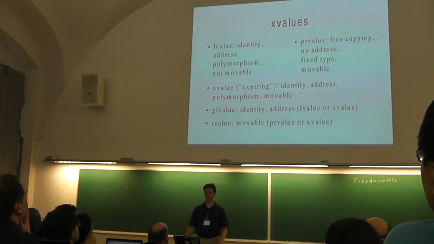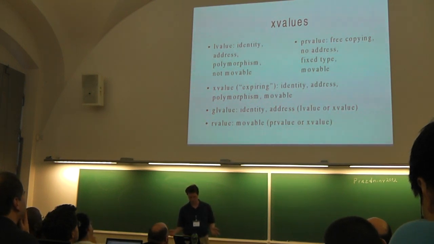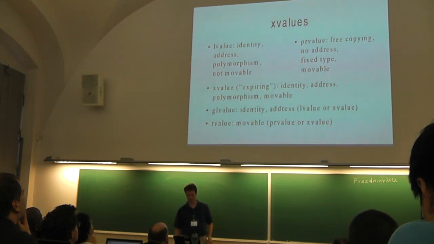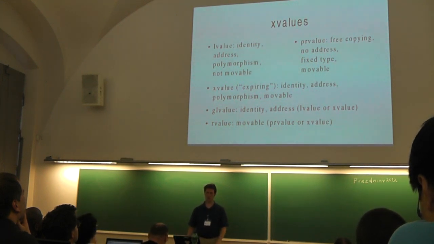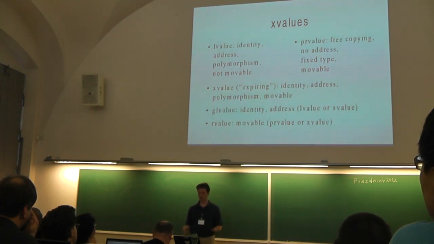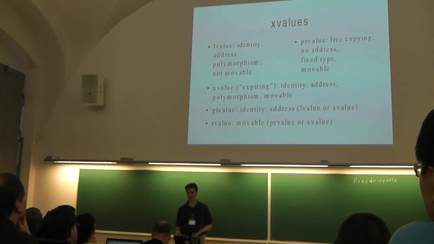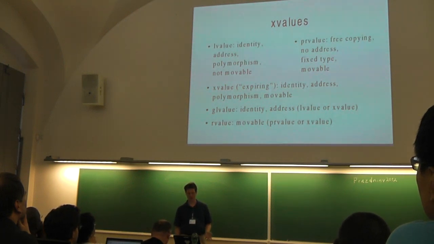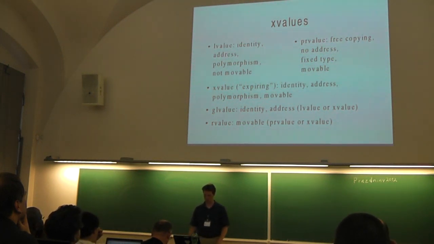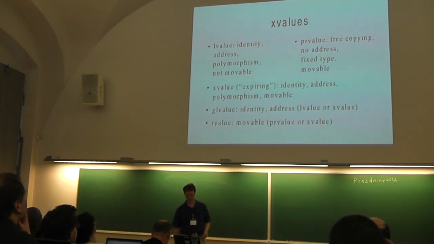And so in most of the language, we continue calling X values R values, but now we have a distinction between X values and PR values. For most of the language, the interesting distinction is still between L values and R values, because one is movable and one is not. But in some cases, what you're interested in is the distinction between a GL value and a PR value. Is this a singular object, or is it freely topological?